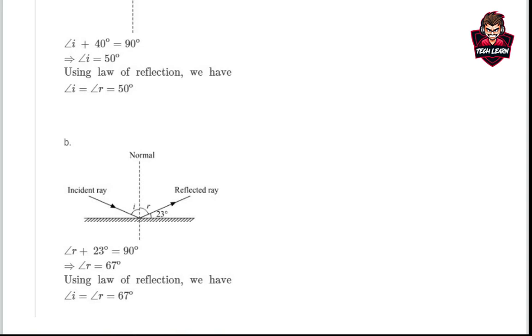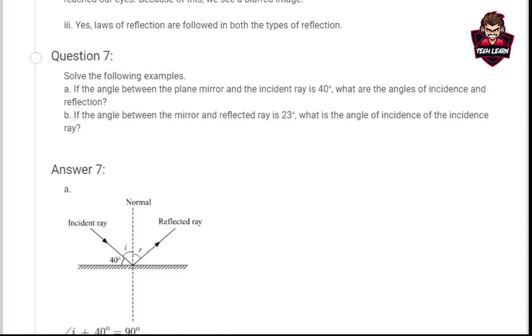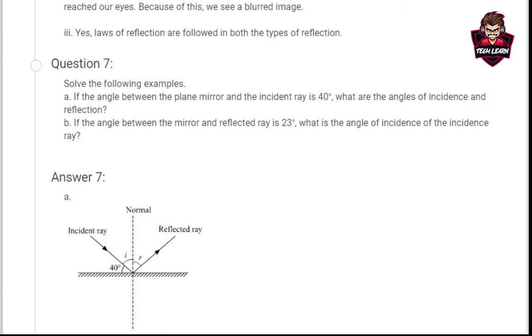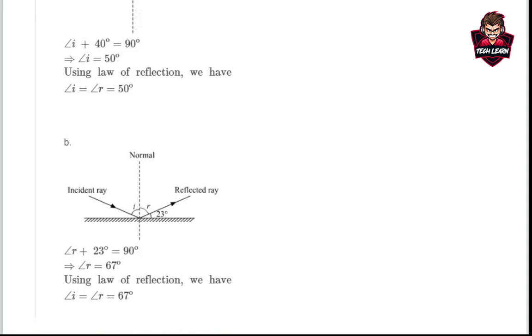B. Question number B. If the angle between the mirror and reflected ray is 23 degrees, what is the angle of incidence of the incident ray? Answer. As shown in the diagram, angle R plus 23 degrees is equal to 90 degrees, so R is equal to 67 degrees. Means 90 degrees minus 23 degrees is equal to 67 degrees. Using laws of reflection, we have learned I is equal to R is equal to 67 degrees.